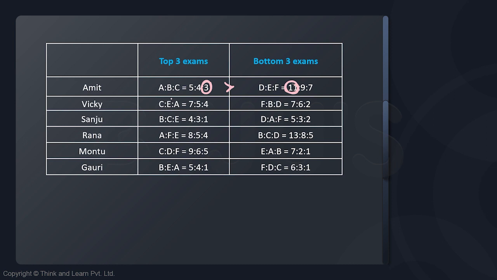So therefore, this is true for all of them. 4 should be greater than this. This 1 should be greater than this 5. So on and so forth. It is true for all of them. This is the only thing that we have to take care of while doing all of these questions.